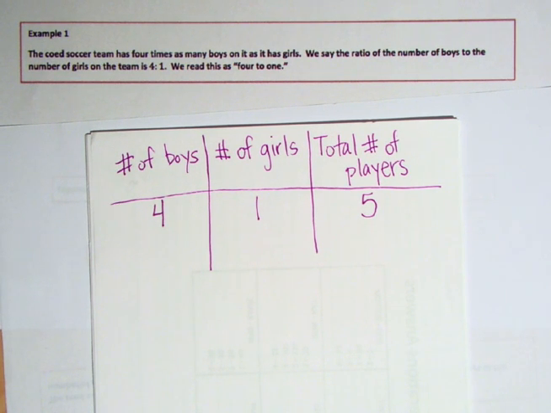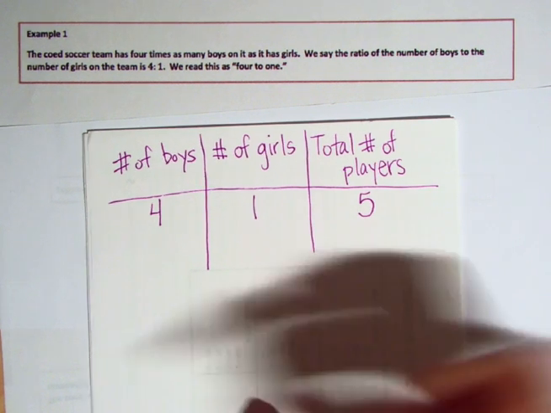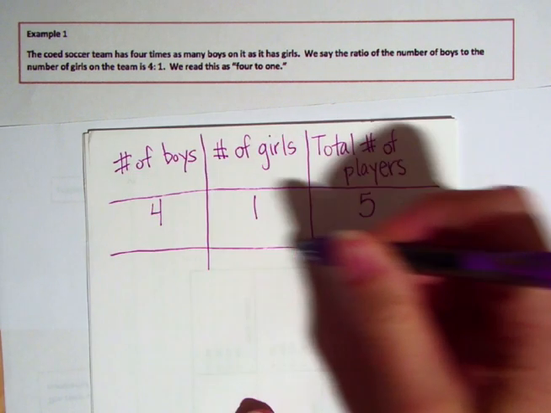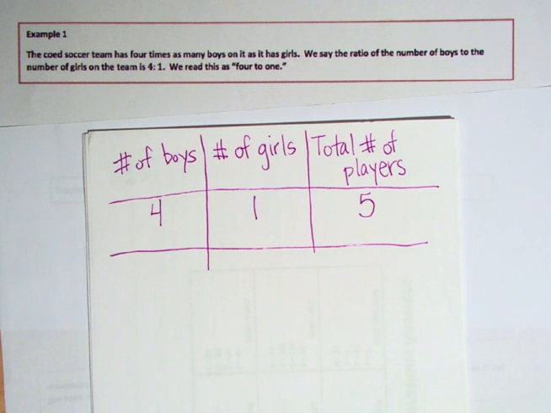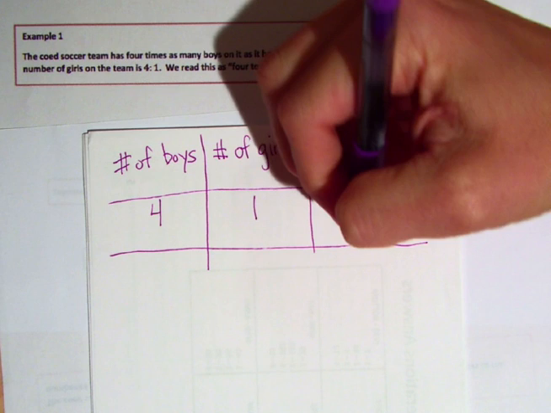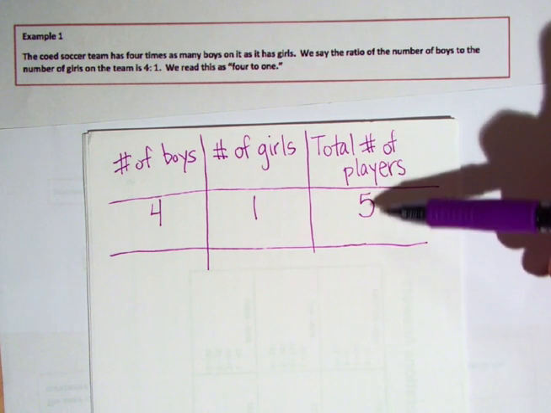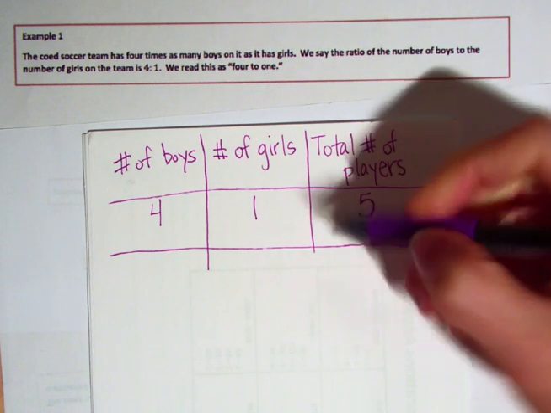Now, are there enough players for a soccer team? I don't believe that 5 is a large enough number for a team of players. So let's continue our table until we have enough players. I believe that a normal soccer team has 11 players. So we're looking for when our total number of players is at least 11.